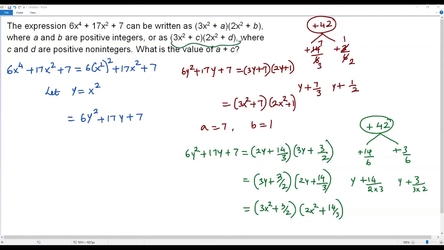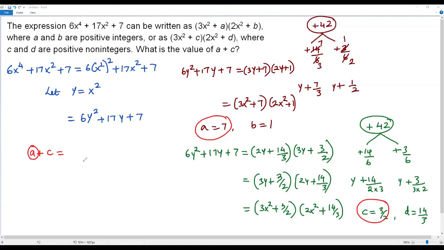So comparing the factor form over here and here, in the place of c we have 3 over 2, in the place of d we have 14 over 3. That is, c equals 3 over 2 and d equals 14 over 3. Already I got the value of a, that is a equals 7. Now I got the value of c, that is c equals 3 over 2. So according to the question, we have to find the value of a positive c. Now let's find the value of a positive c.